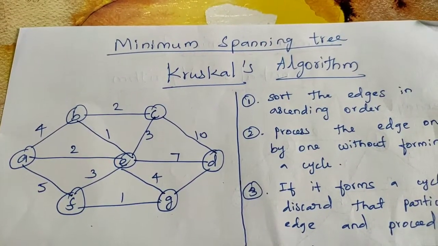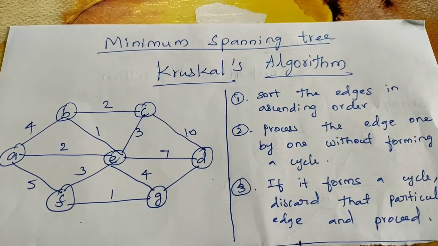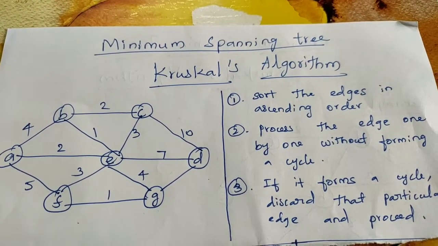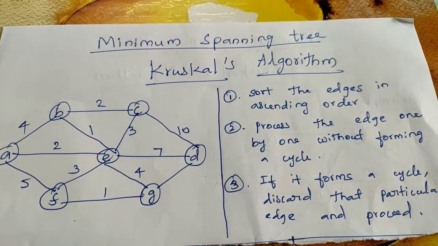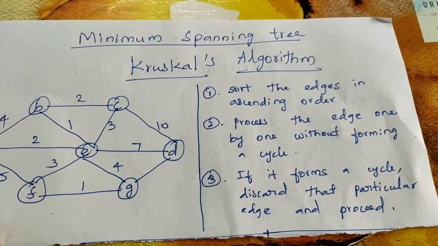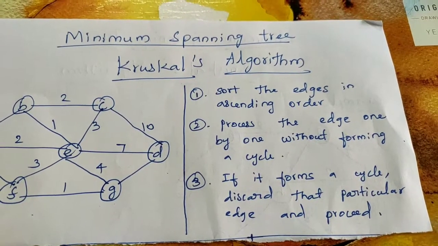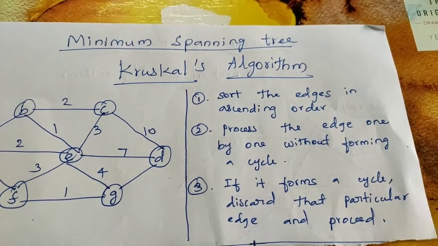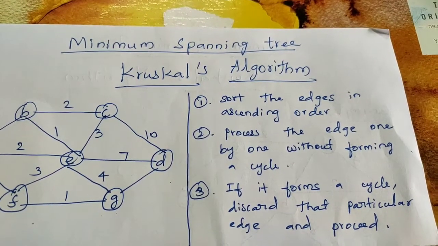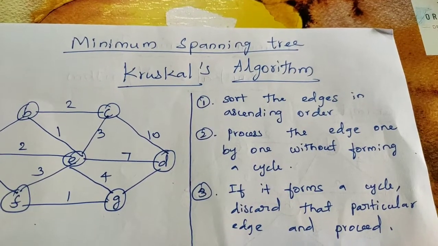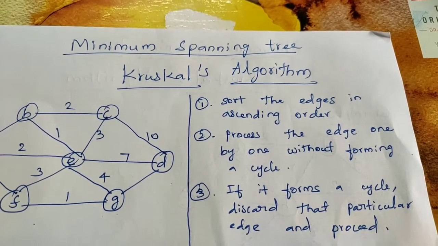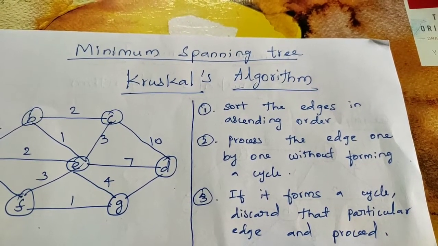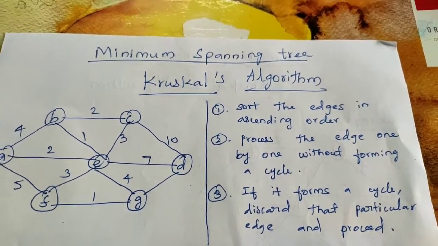Today we are going to see Kruskal's algorithm to find a minimum spanning tree. The steps to be followed to find a minimum spanning tree using Kruskal's algorithm are: the first step is you need to sort the edges in ascending order of the weights. Second step is process the edges one by one without forming a cycle. Third step is if it forms a cycle, discard that particular edge and proceed.